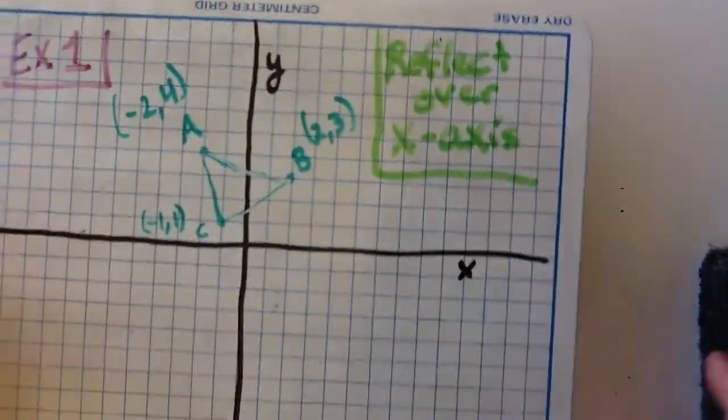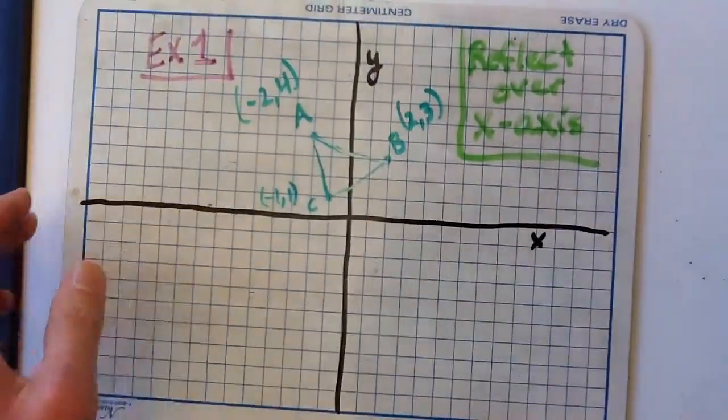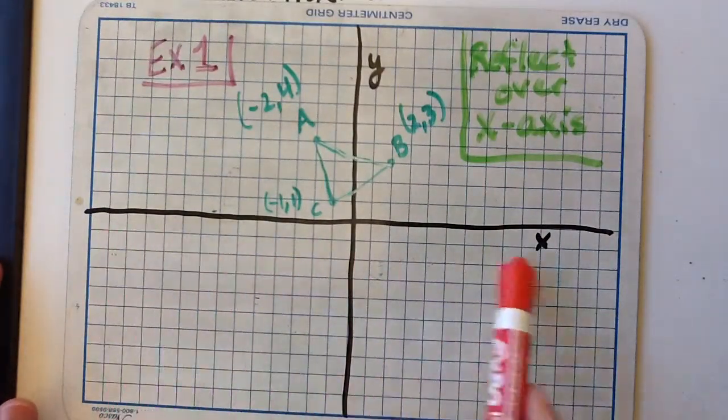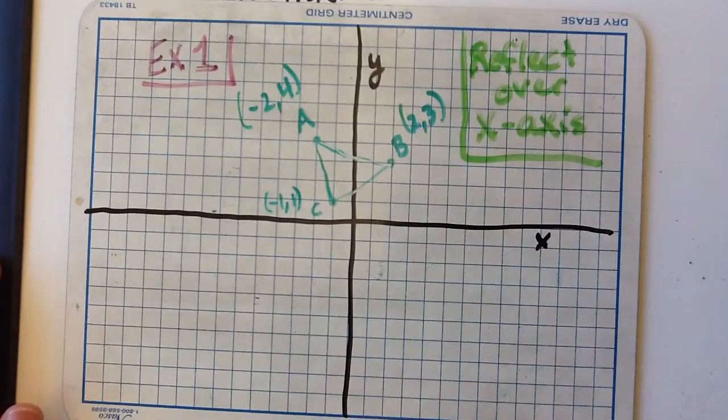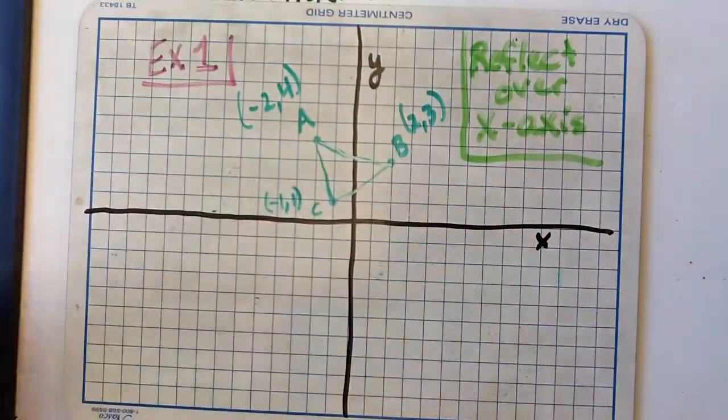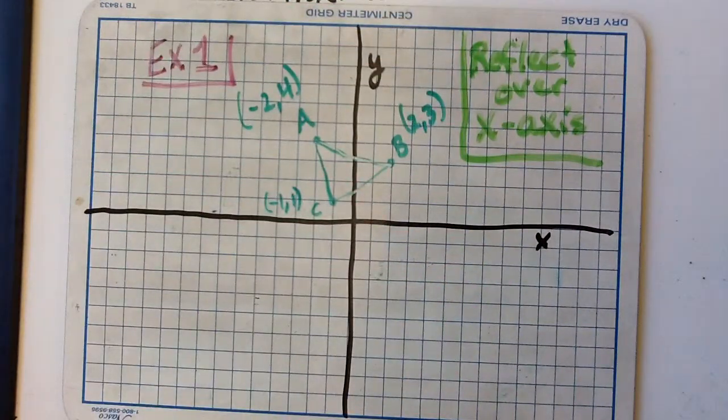Here's example number 1. Okay, I have this image, and I want to reflect this image over the x-axis. Now remember, this is the x-axis, this is the y-axis. So what I need to do is I can count how far away each of these points are and reflect it over the x-axis. So it's as if I'm going to fold my paper over the x-axis, and that's where my image will be.